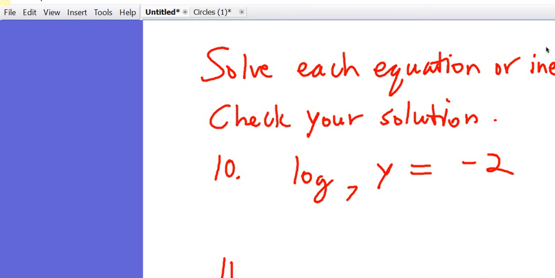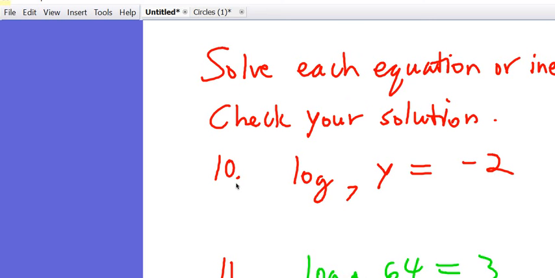Solve each equation or inequality and check your solution. Now, the first one is log base 7 of y equals negative 2. The next one is log base b of 64 equals 3. So solve those two equations.